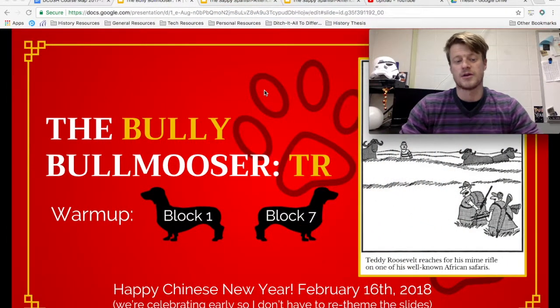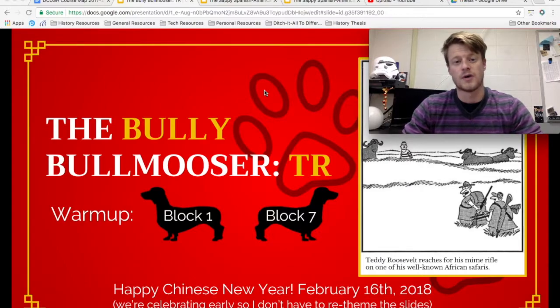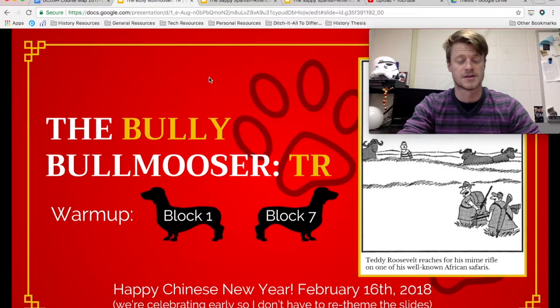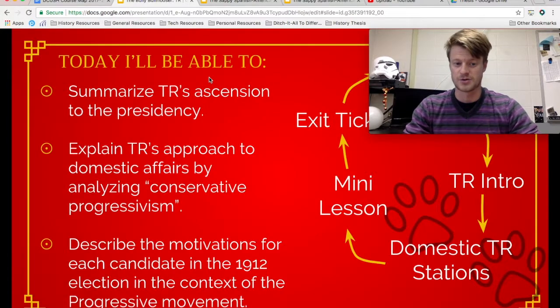So today what we're going to be looking at is TR, Teddy Roosevelt, the one and only. In this lesson for you, for DCUSH specifically, we're going to take a look at what makes TR the person he is, because he is probably a president that deserves some special attention, and also his rise and his motivations that lead to him eventually becoming president, and then also his attempt in 1912 to run as a progressive candidate.